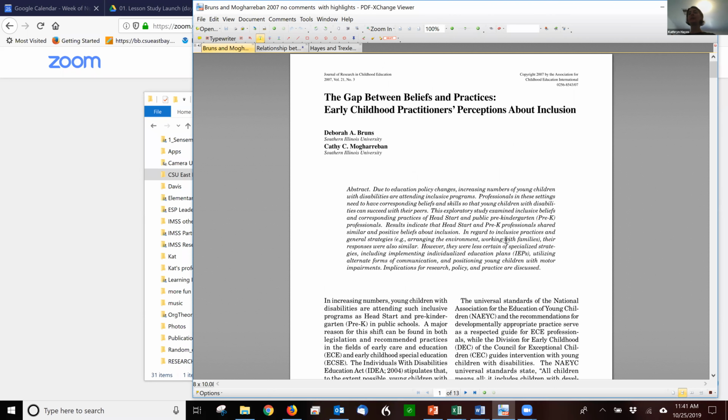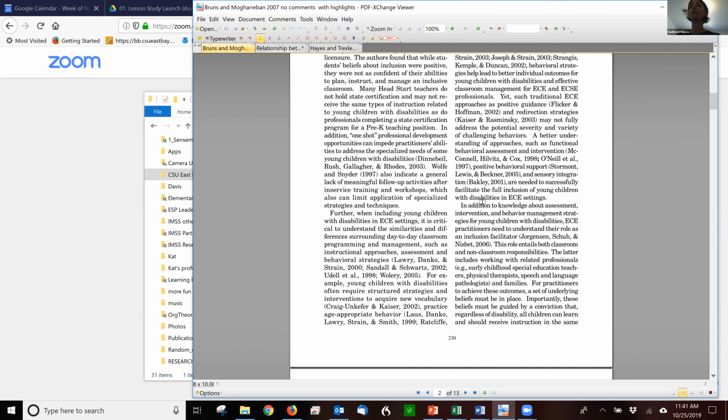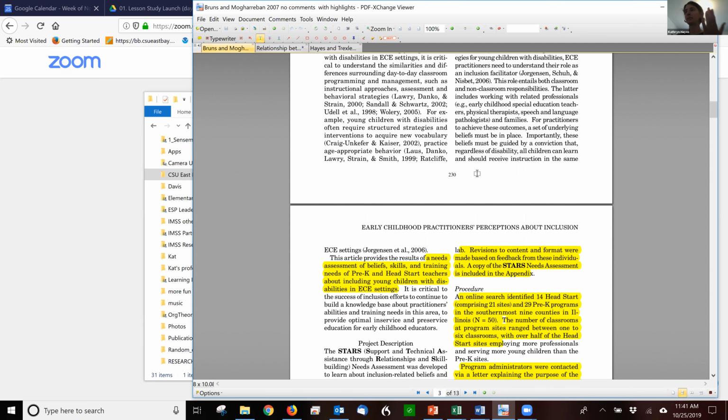So the first article I'm going to talk about is the Bruns article that we read earlier in class about early childhood practitioners' beliefs about inclusion. If you remember this, it was a fairly short article. I'm going to scroll through the introduction because, unlike a lot of articles, they don't actually get to their research design until the end of what is essentially the lit review, all right? So here is a little bit about the research design.